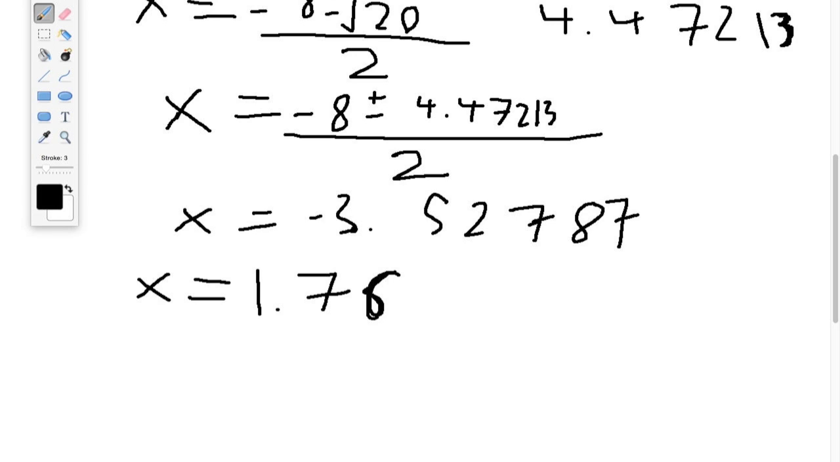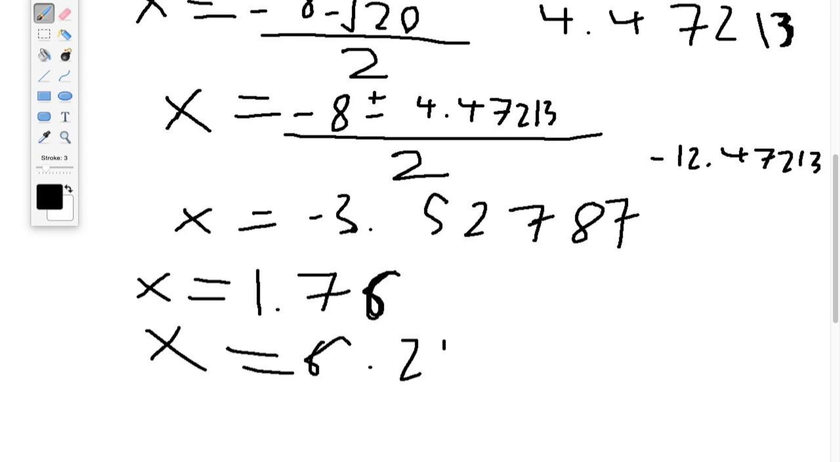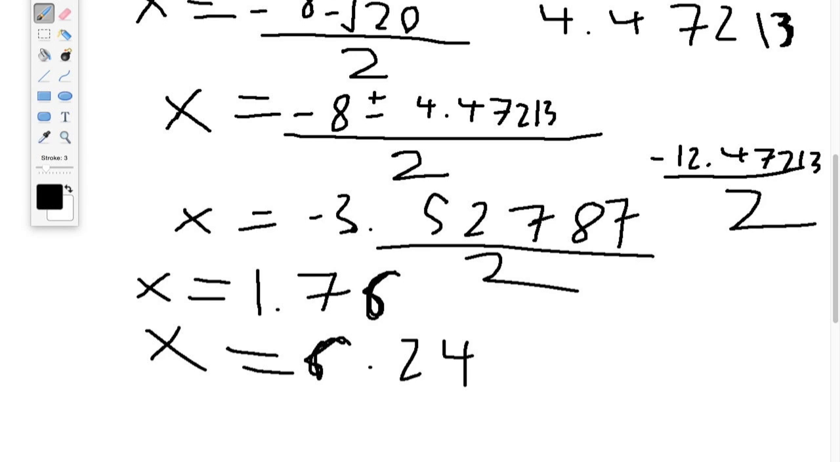And the second answer, we're going to have negative 8 minus 4.472, which is going to equal negative 12.47213. So let me do this, 12.47213 divided by 2. And this is going to get us the answer of negative 6.24. So we have that divided by 2, this divided by 2. This is not turning out as a good number.